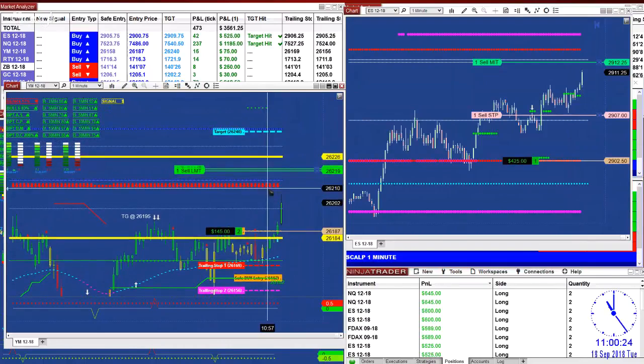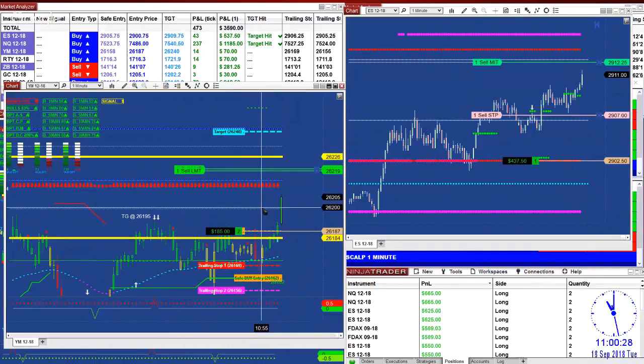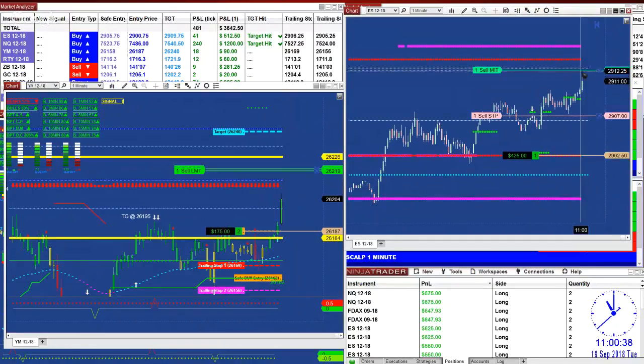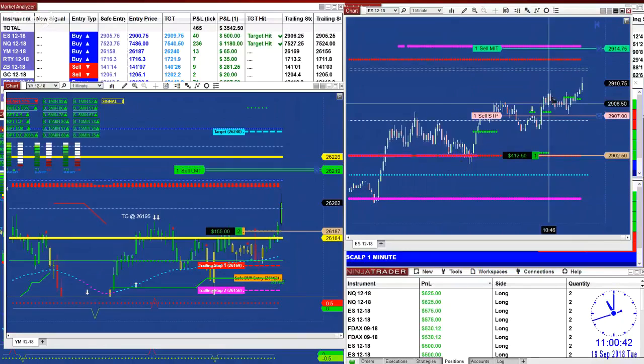at 6210. Exit on the YM, please. Or if you want to stay, use what I've done here. There we go. We are about to hit the target on the ES, but we're going to jack it a little bit, see if we can get it.